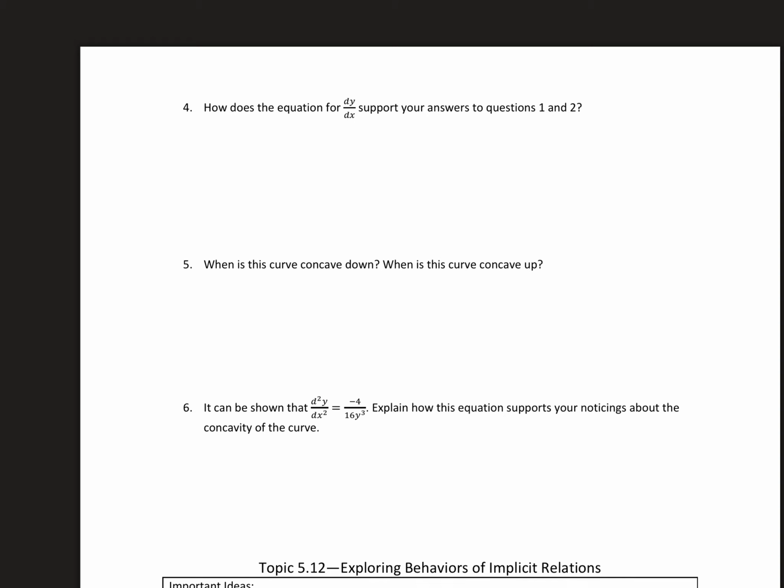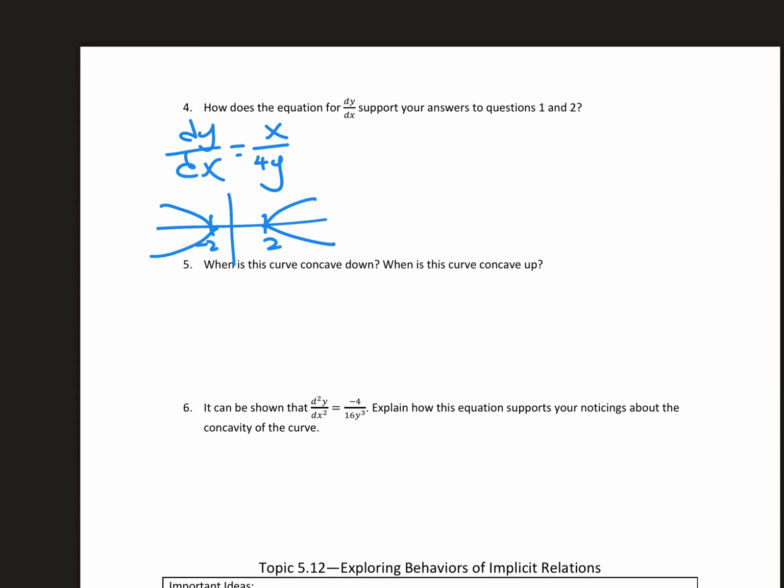All right, folks, let's look at number 4. How does the equation for dy dx support your answers to question 1 and question 2? So I'm going to write dy dx first. We knew that dy dx equals x over 4y. I'm going to sketch a graph really quick, just for reference. So we have something like 2 right there, negative 2. You don't have to do this part. I'm just doing it so we have a visual we can refer to as we talk.